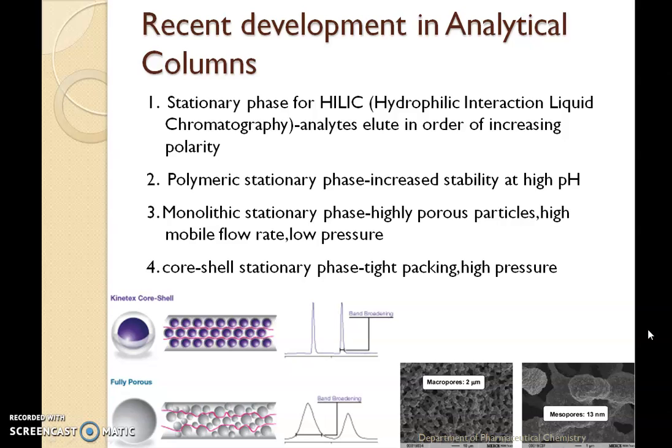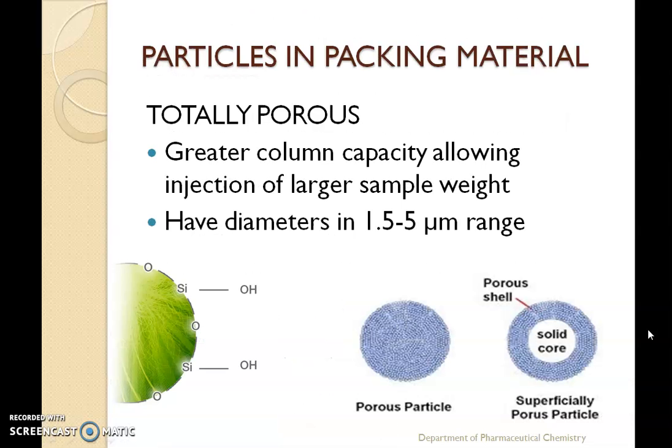So there is a recent development in this analytical technique: hydrophilic interaction liquid chromatography, where analytes elute in order of increasing polarity. There is an advantage of having the latest versions of the analytical column. Polymeric stationary phases can also increase pH stability. Then sometimes monolithic stationary phases, which are highly porous, are used.